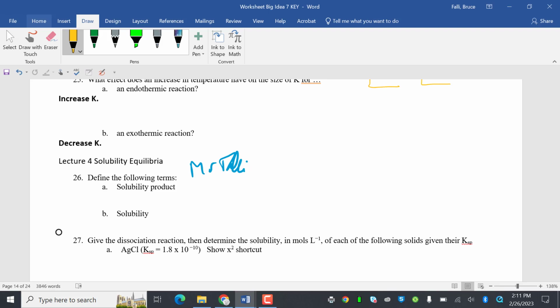Define the following term: solubility product. It would be Ksp, which is the product, or the answer to the multiplication, of ions raised to their coefficients.